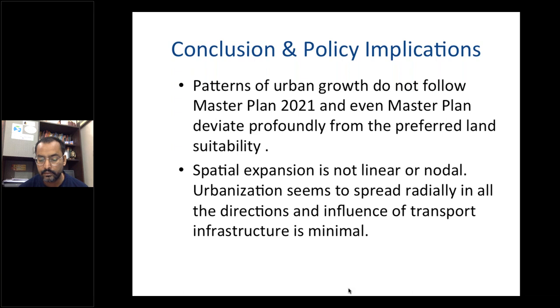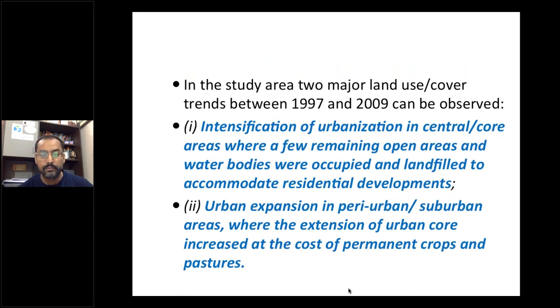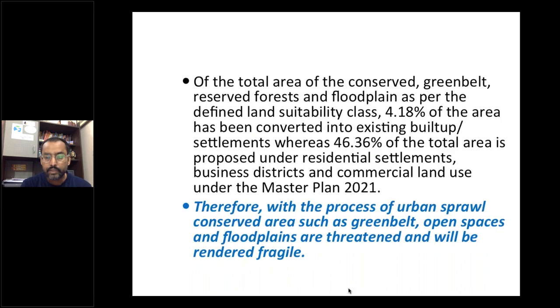Of course the growth around the roads and the highways was strong, but we also saw a lot of squatter settlements and urban sprawl happening in isolated patches where there was loose connectivity of the transport network. So there was intensification of the urban core, few open areas, and many water bodies were landfilled to accommodate future residential developments. And urban expansion was happening a lot at the suburban and peri-urban areas, which were earlier class one agricultural land, permanent crop and pastures, grazing land. So with urban sprawl, conserved areas like green belts, open spaces and floodplains are threatened and will be rendered very fragile in times to come, because they will not be able to sustain.